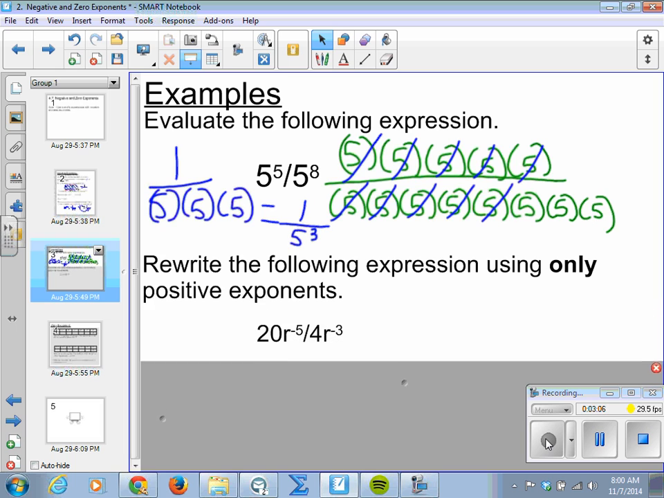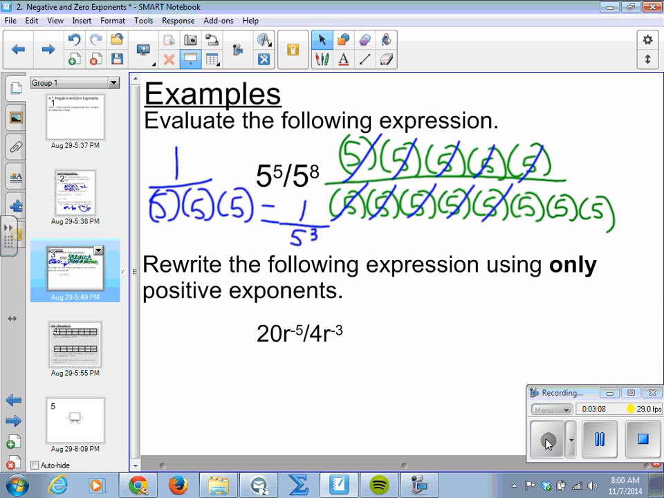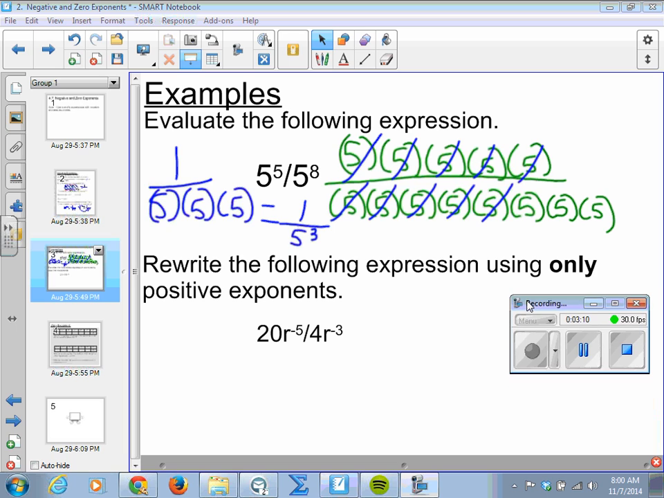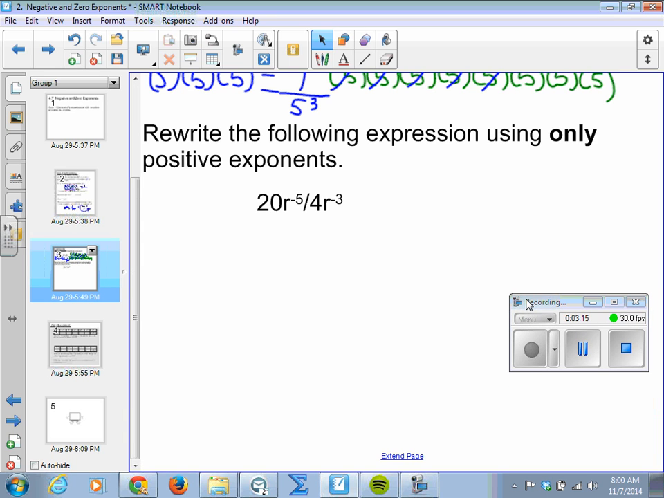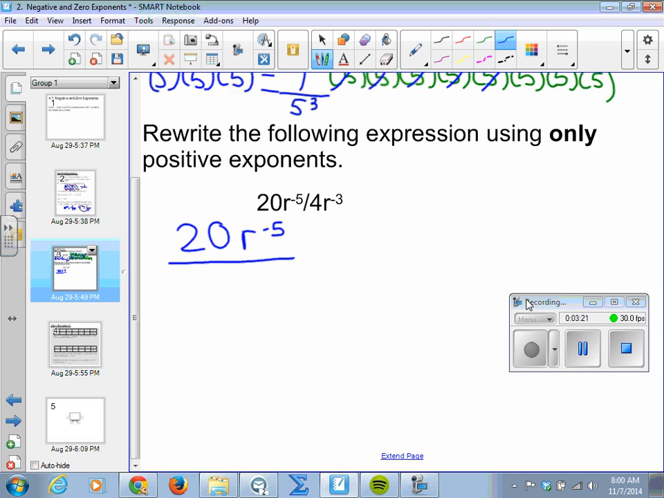So now we're going to try some variables and constants. We're going to rewrite this problem using only positive exponents. I like to set them up as more vertical. So we can say 20r to the negative 5th over 4r to the negative 3rd. Think of each term individually. So 20 divided by 4 gives us 5. And r to the negative 5th divided by r to the negative 3rd, we know to subtract. So that's going to leave us with 5r to the negative second power.